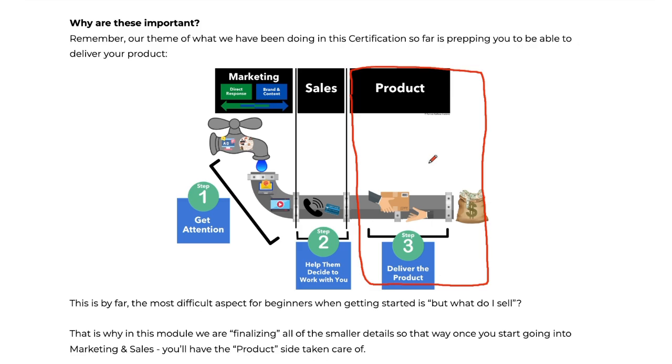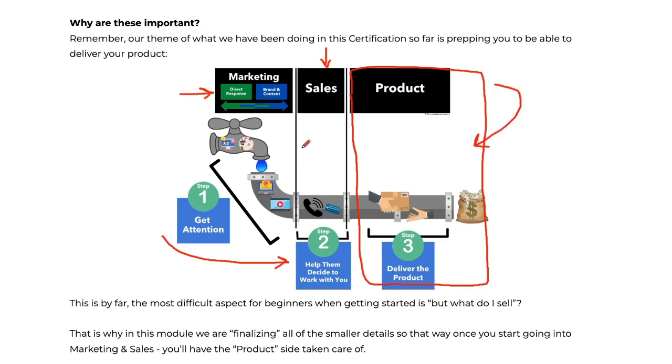Because quite frankly, once you actually get the principles of marketing, you get the principles of sales in place, these are just ongoing activities that are getting attention and then helping people decide to work with you, right? So then the vast majority of somebody's time, a business owner's time, especially in the one-on-one model in the beginning, is spent on the product side of things.